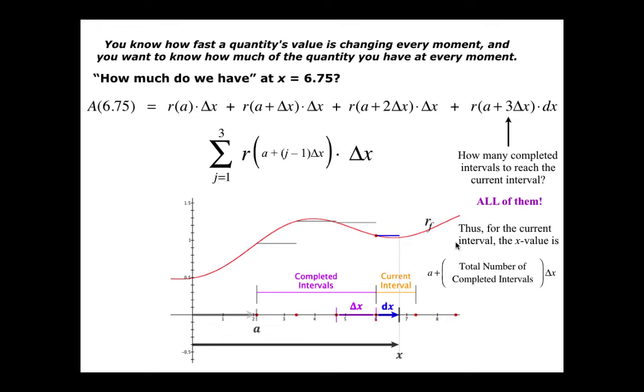And where else does 3 appear in this problem so far? 3 was specific to our example. 3 appears here, and it also appears at the top of the sum to tell us how many complete intervals there were. That 3, if I want to generalize and talk about not just this problem, but any problem, is also going to be turned to that x minus a over delta x floor function.